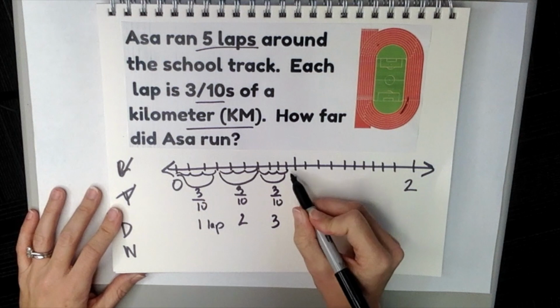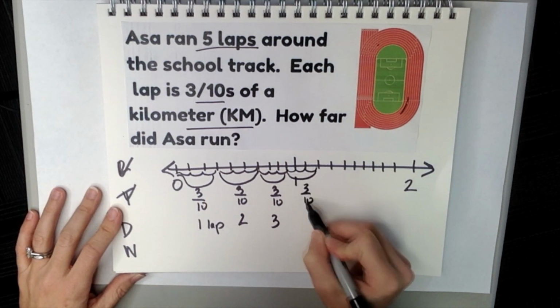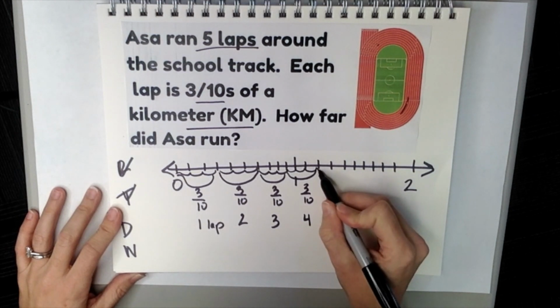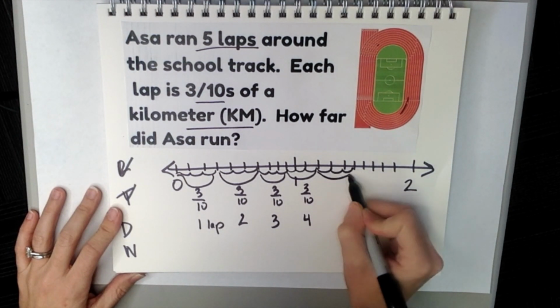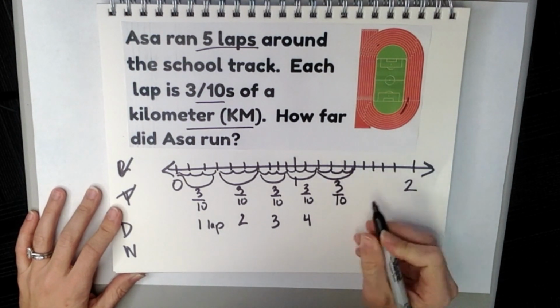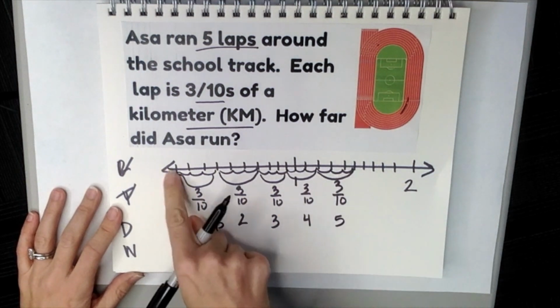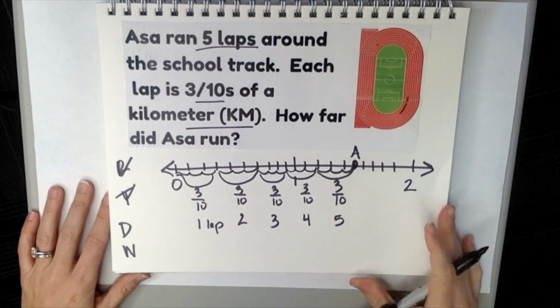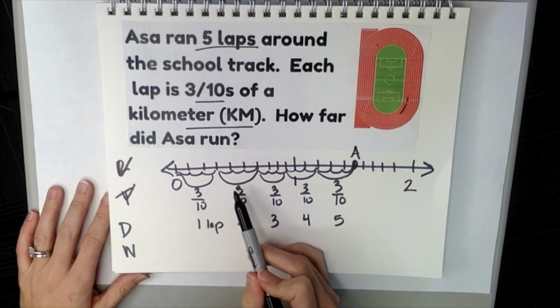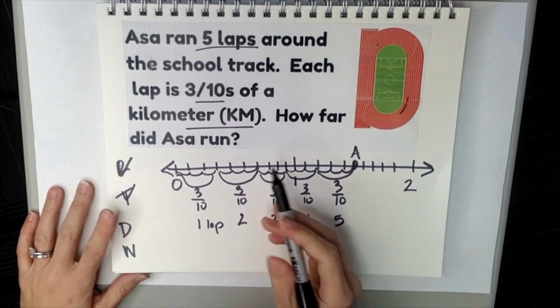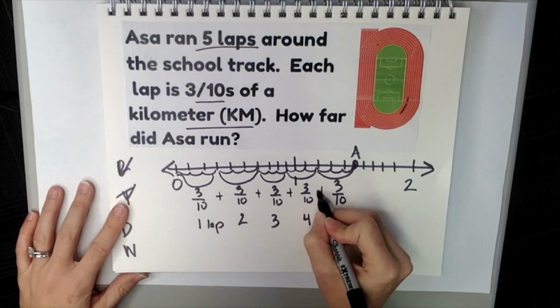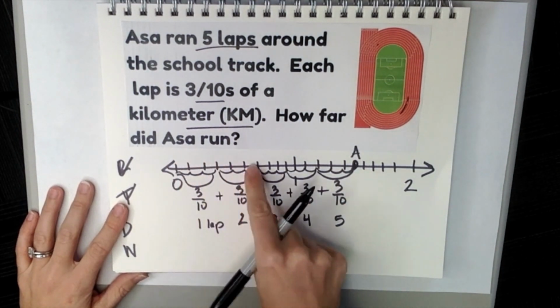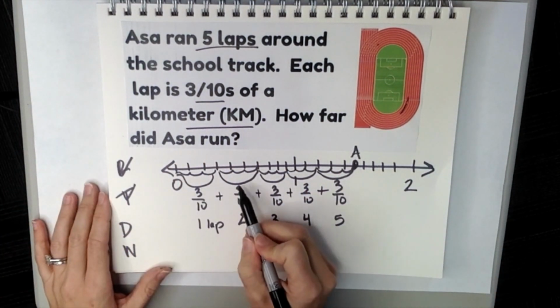He has 2 more laps. 1, 2, 3, 3/10. That's the fourth lap, last lap. 1, 2, 3, 3/10. And that's the fifth lap. So this is where Asa's total distance would be. So let's figure that out. 3/10, 3/10, 3/10, 3/10, 3/10. So we could add these. We could count 1, 2, 3, or we have 1, 2, 3, 4, 5.